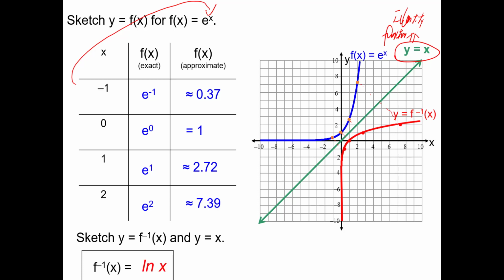So this one is ln of x. We actually talked about that in chapter 2, but this is just a quick review of how the graph looks.